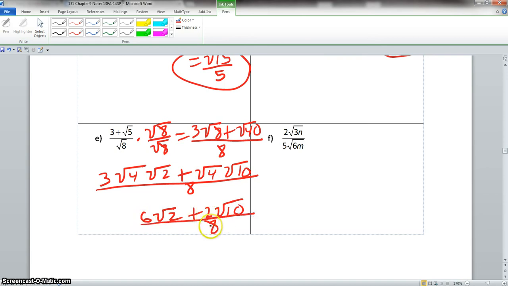Now 6, 2, and 8, they all have 2 in common. So this will give us 3 square root of 2 plus the square root of 10 all over 4.